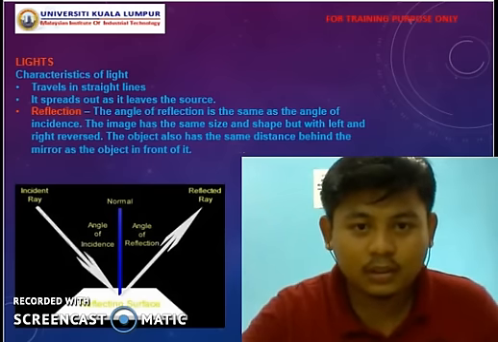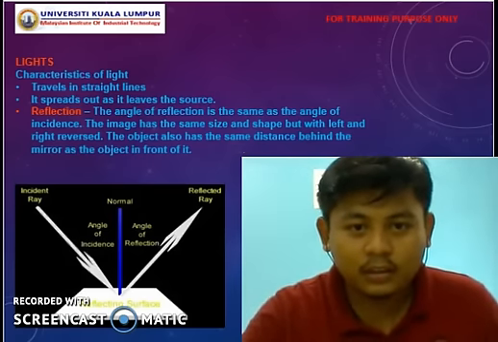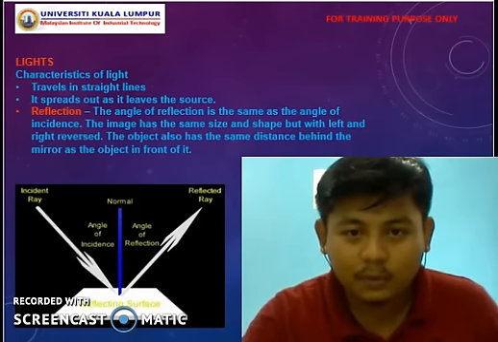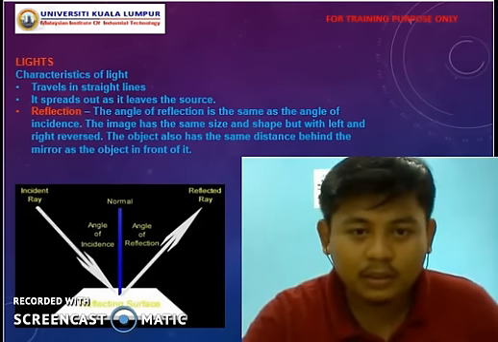So these are the characteristics of light. Light travels in a straight line. It spreads out as it leaves the source. Reflection: the angle of reflection is the same as the angle of incidence. The image has the same size and shape but with left and right reversed. The image also appears the same distance behind the mirror as the object is in front of it.